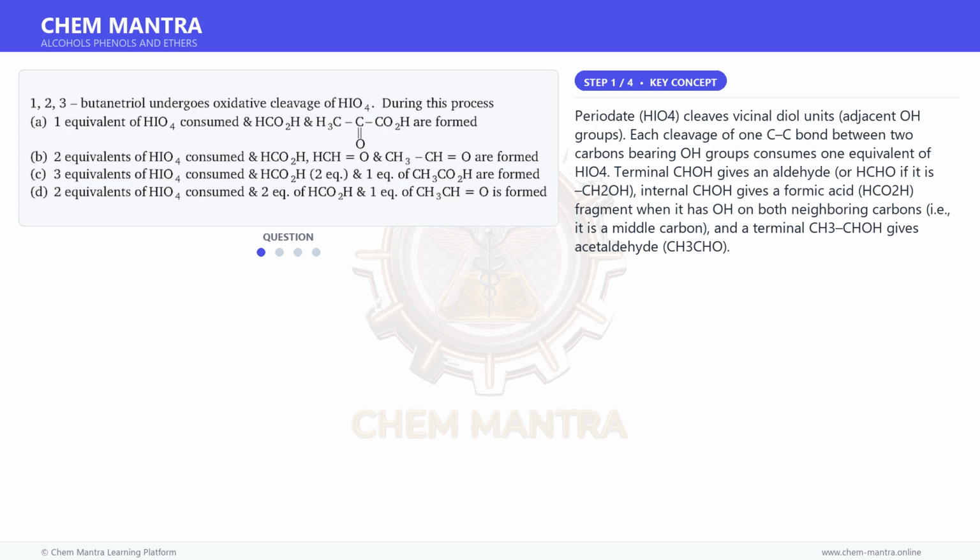Periodate, HIO4, cleaves vicinal diol units, adjacent OH groups. Each cleavage of one C–C bond between two carbons bearing OH groups consumes one equivalent of HIO4. A terminal CH2OH gives an aldehyde, or HCHO if it is CH2OH. An internal CHOH gives a formic acid, HCO2H, fragment when it has OH on both neighboring carbons, i.e., it is a middle carbon, and a terminal CH3CHOH gives acetaldehyde, CH3CHO.